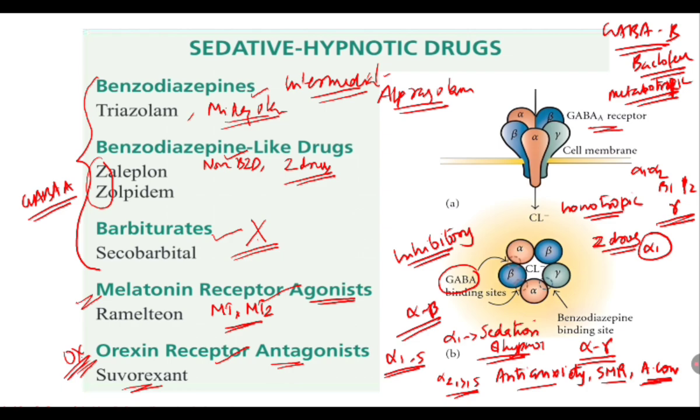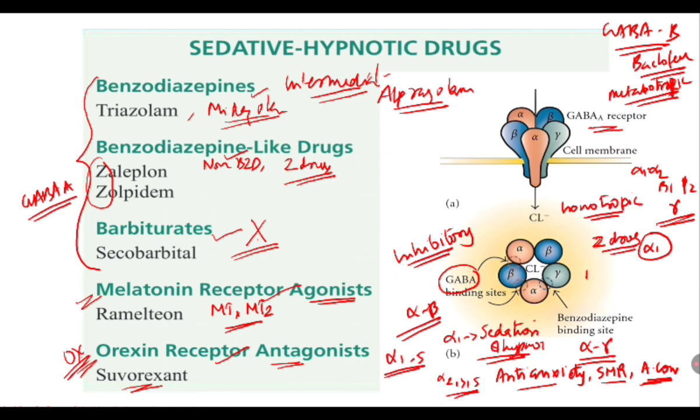Okay, so if you are giving a benzodiazepine, for example triazolam for the sedative hypnotic purpose to a patient, this triazolam can bind to all these subtypes like alpha 1, alpha 2, alpha 3, alpha 4, alpha 5. And they can cause sedation, hypnosis, and also anti-anxiety, skeletal muscle relaxation, and anti-convulsant effect. All these effects can be elicited by this drug, which is an unwanted effect. So by giving a Z drug we can reduce all these unwanted effects.